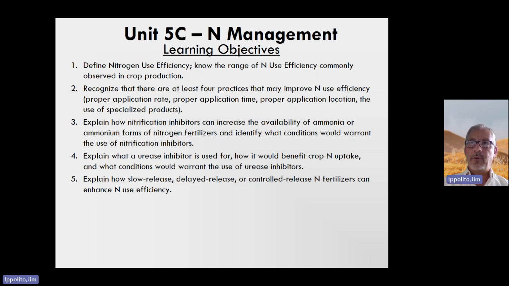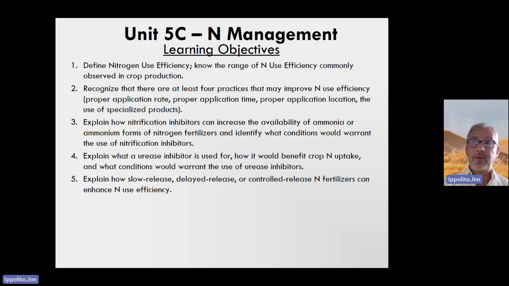Objective number 3, you should be able to explain how nitrification inhibitors can increase the availability of ammonia or ammonium forms of nitrogen fertilizers, and you should be able to identify the conditions which would warrant the use of nitrification inhibitors. Now, you might even be able to tell me right now how this works and where it should be used. These products inhibit nitrification. So if you understand the nitrogen fertilizer cycle, you understand where this puts a bottleneck within the cycle itself. We'll keep that at that place for now.